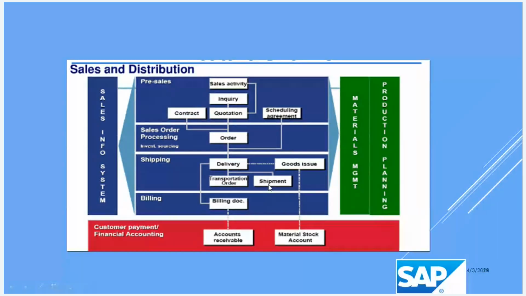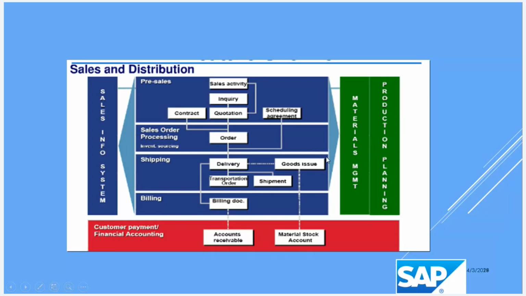Then there is the transportation order, and after delivery, it is the billing document. The billing document is basically accounts receivable, and your payments, and the material stock account will be reflected. So this is basically the integration between MM and FI on this side, and accounts receivable is basically the integration between FI and SD. So this is the material management part and production planning.